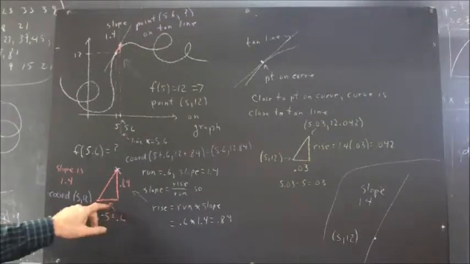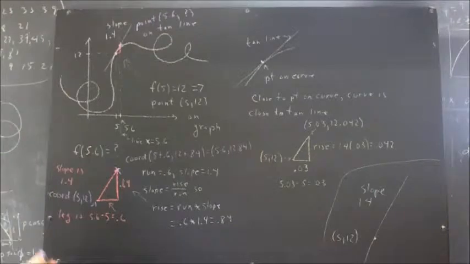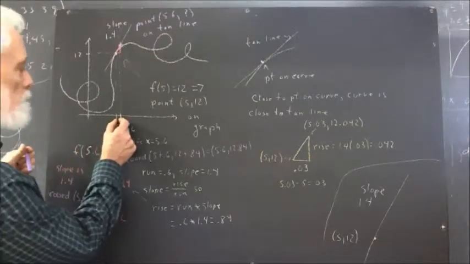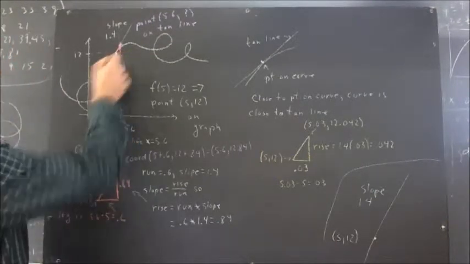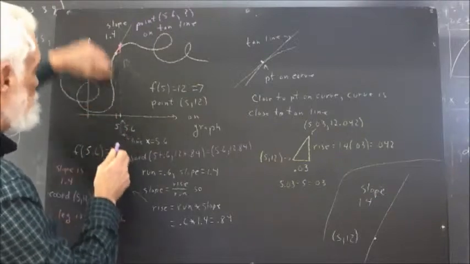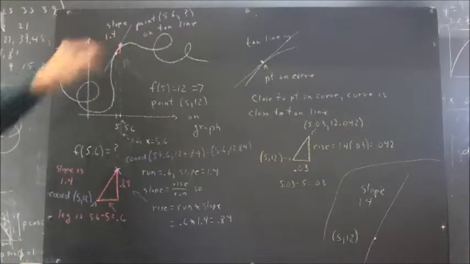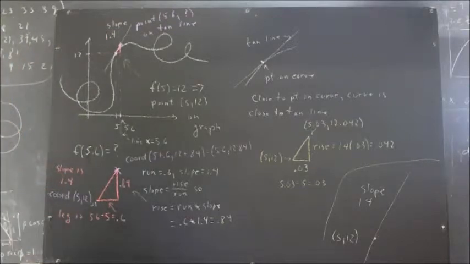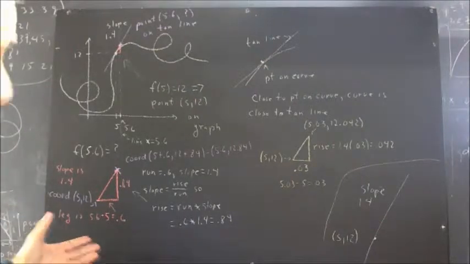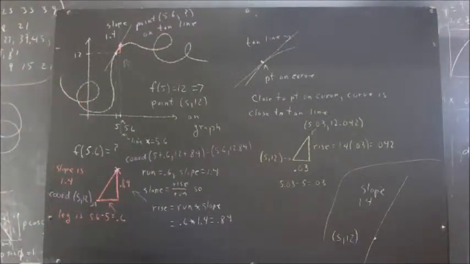5.6 minus 5 equals 0.6. It should be clear that between 5 and 5.6 is 0.6, and that this line is parallel to this projection line, so that this distance in this small triangle is 0.6. The slope we know to be 1.4. Now, what do we know about the slope? Well, slope is rise divided by run.